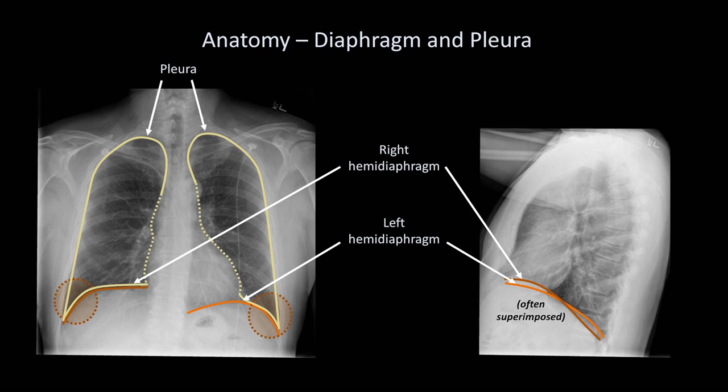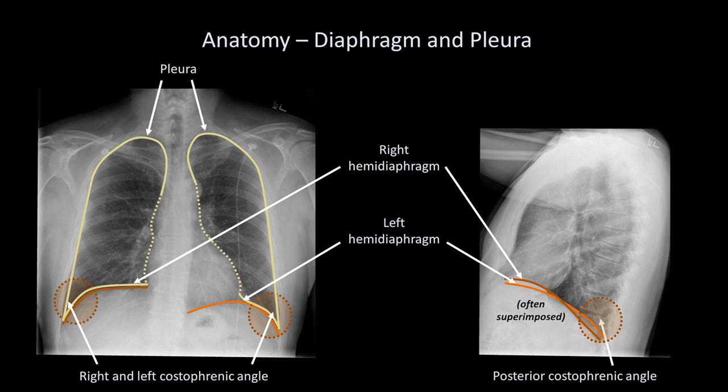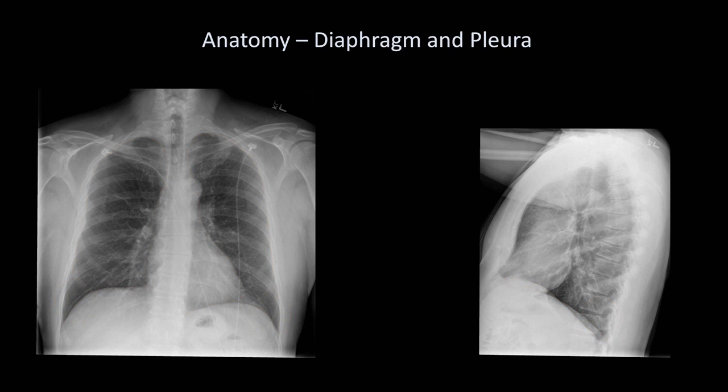These two spaces, seen on the PA, are usually called the right and left costophrenic angles, though the term costophrenic sulci would probably be more semantically accurate in most circumstances. The space in the back on the lateral film has several very similar names, the most common of which is the posterior costophrenic angle.